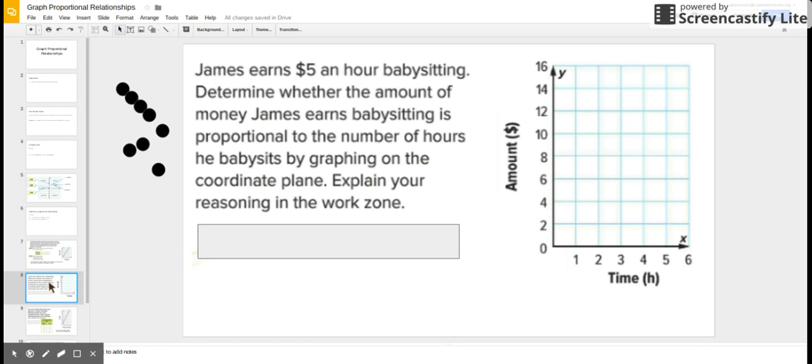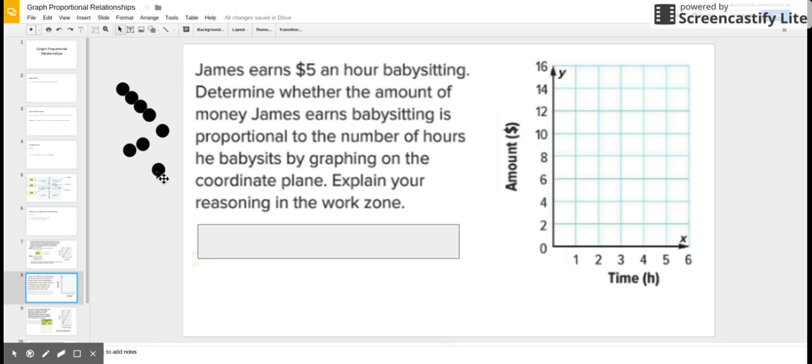Here's our next example. James earns $5 an hour babysitting. Determine whether the amount of money James earns babysitting is proportional to the number of hours he babysits by graphing on the coordinate plane. Explain your reasoning down here. I'm going to call this the work zone here.